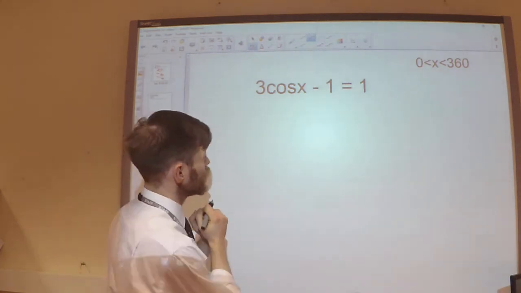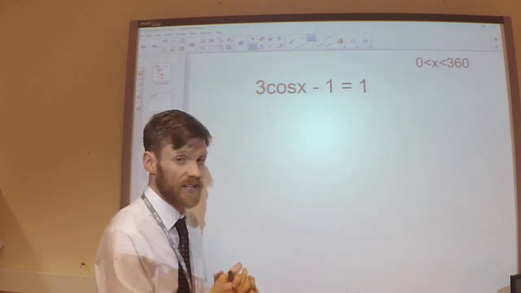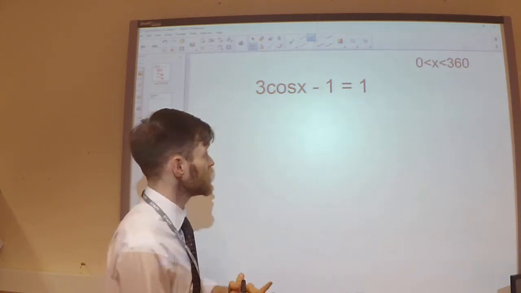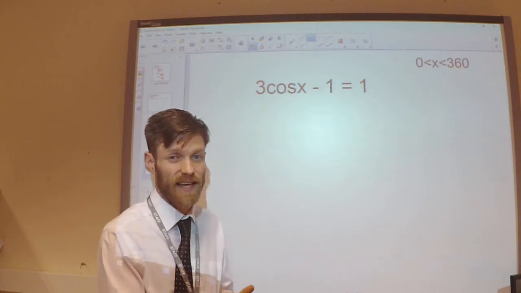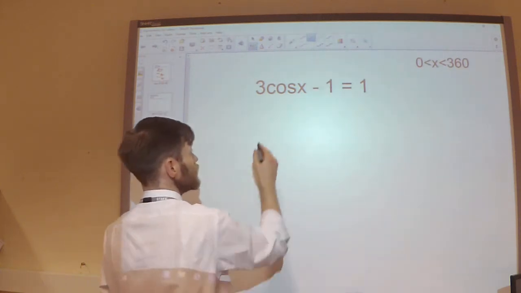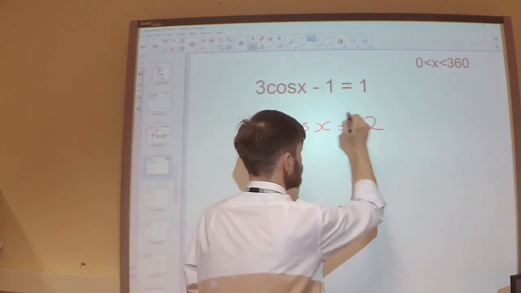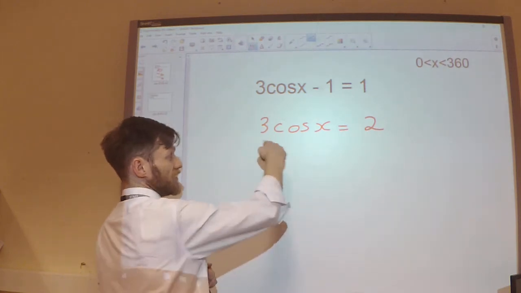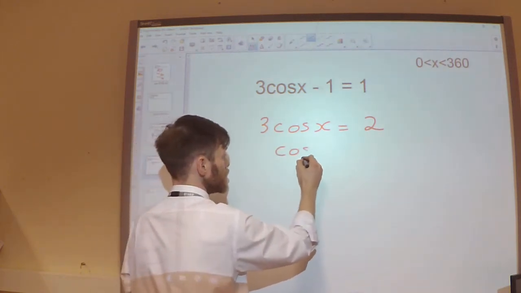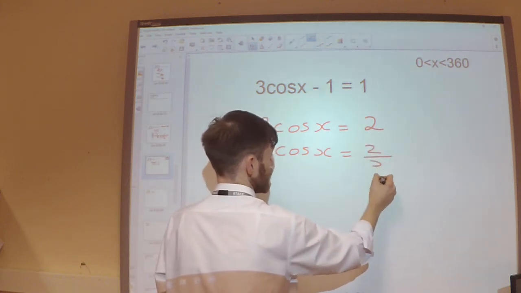Okay, this question looks a little bit more complicated, but it's just going to involve a little bit of rearranging so I can get the cos by itself. So I'm going to add the 1 to both sides. So I'll get 3 cos x is equal to 2. I'm going to divide by 3. So I get cos x is equal to 2/3.